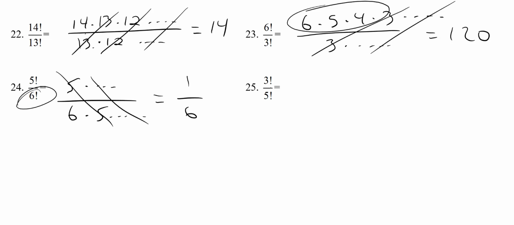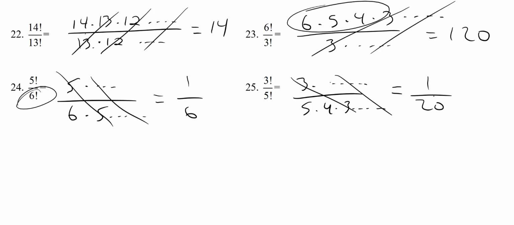Okay, so number 25, bottom is bigger. So 3 times, and that just keeps going. And this is 5 times 4 times 3, that keeps going. So the keeps going cancels, and the 3 cancels, and you have 1 over 5 times 4. Again, don't put that in your calculator like 1 over. Type in 5 times 4 is 20, and then you know there's a 1 above it. So that's your answer, 1/20.